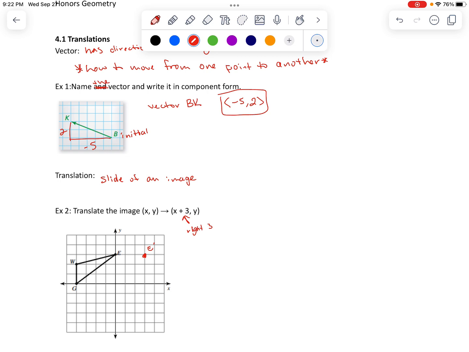So I'm going to take my points and I'm going to move them to the right 3, each one of them. When you are moving a point, this is going to be a prime. This is now E prime. This is showing the original, and then now the translated triangle. So W, move it 3 to the right. Make sure I label it W prime. G, do the same thing. Again, make sure you label. Now I connect. That's a translation. You just slide your image left, right, up, down, depending on what you've been given.